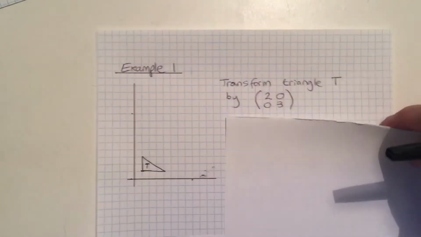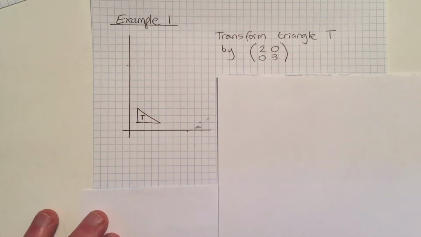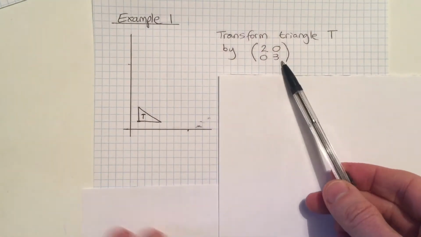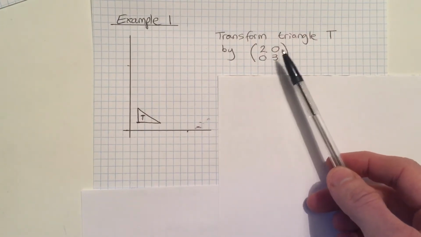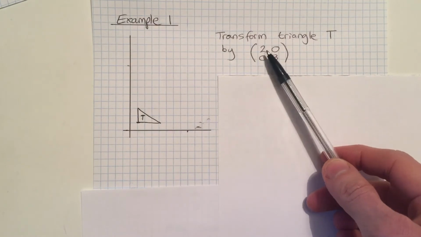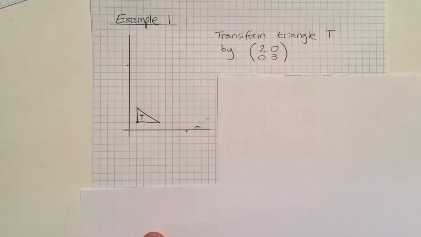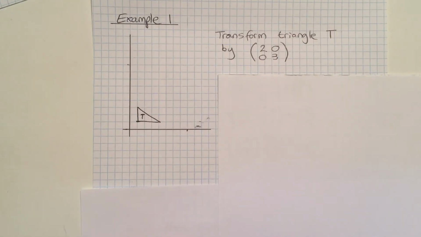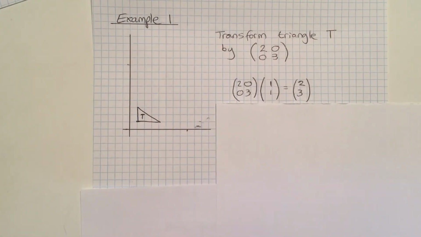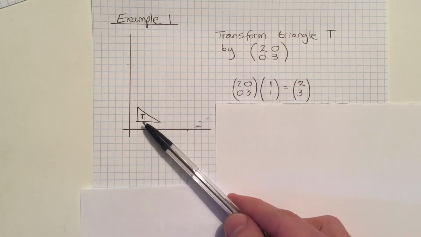Right, let's have a look at an example. So here I have a triangle T and I want to transform it by this matrix here. So I can see that this matrix represents a stretch of scale factor 2 in the X direction and scale factor 3 in the Y direction. And I can do that by applying that matrix to each of the coordinates of the vertices of this triangle.